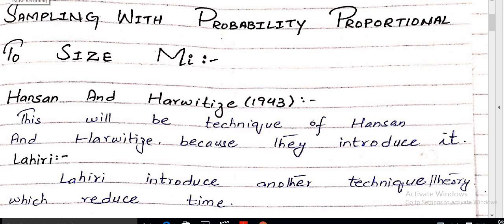Students, this is the third lecture on sampling techniques this week: sampling with probability proportional to size. It is a topic of cluster sampling when the sizes of clusters are unequal.